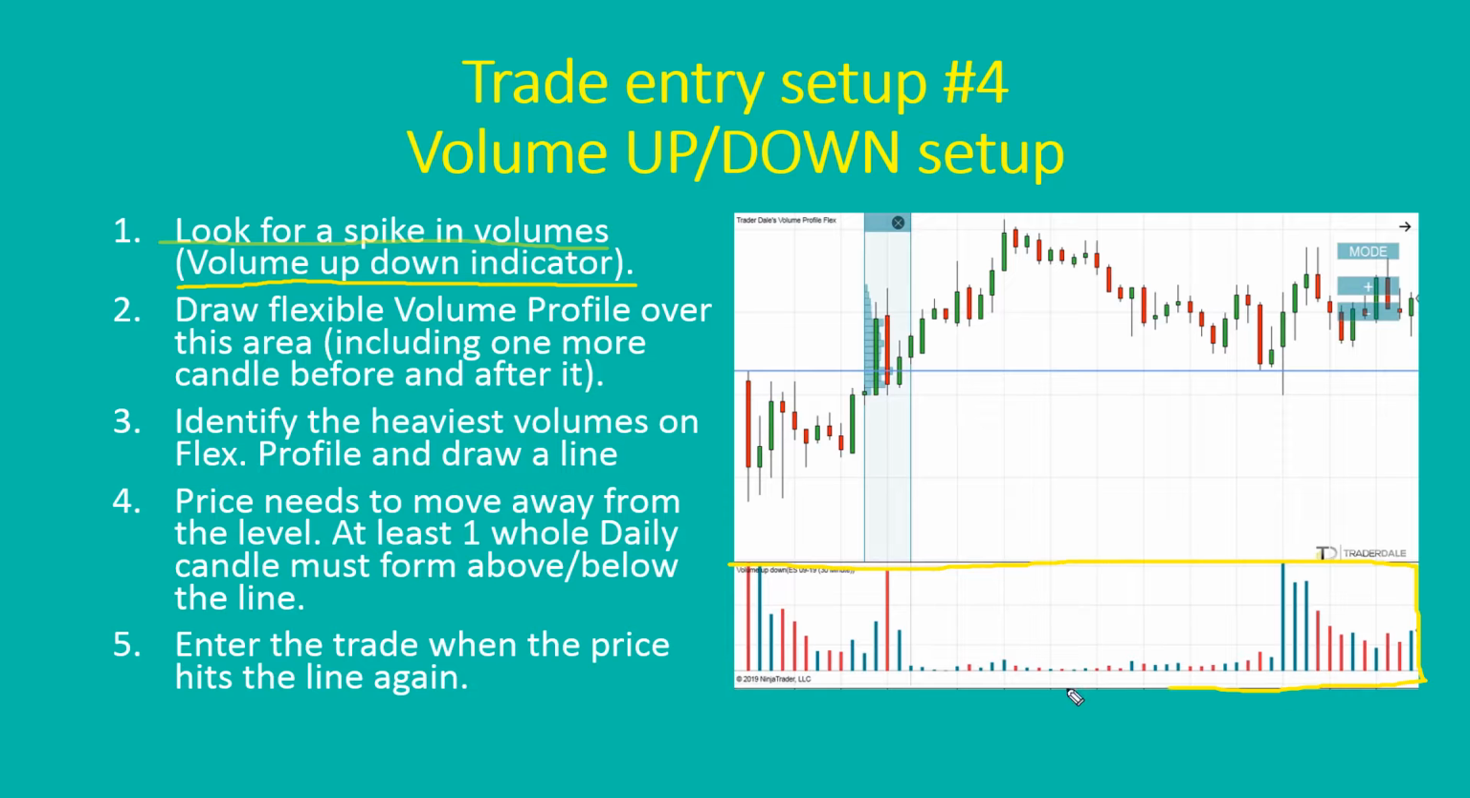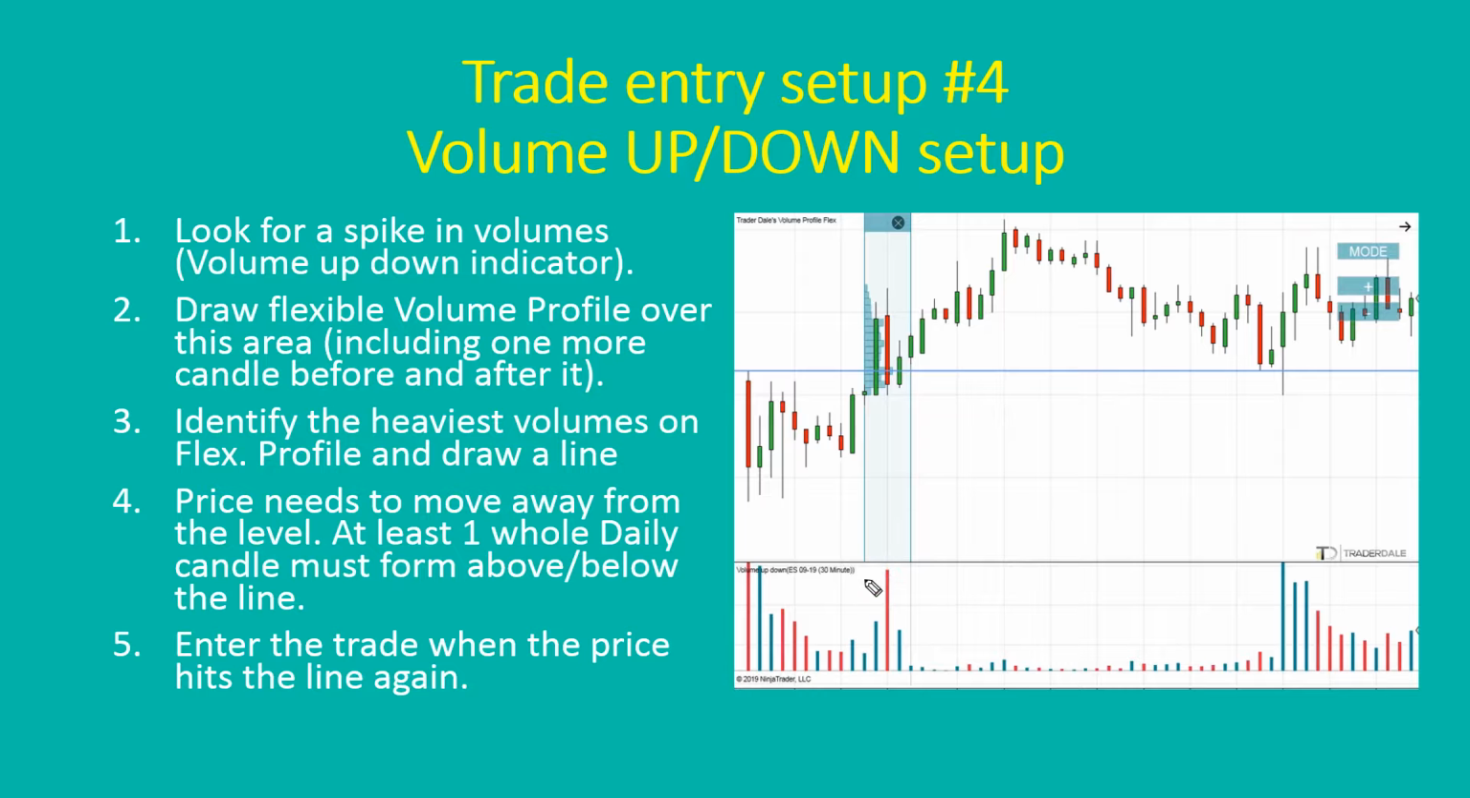This is the volume up-down indicator. It's a standard indicator, built into the NinjaTrader platform. I used the standard settings. I didn't change anything apart from maybe the width of those candles, but apart from that, nothing. So you just use the standard settings of this indicator.